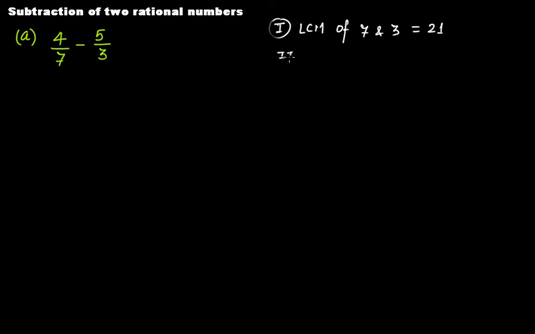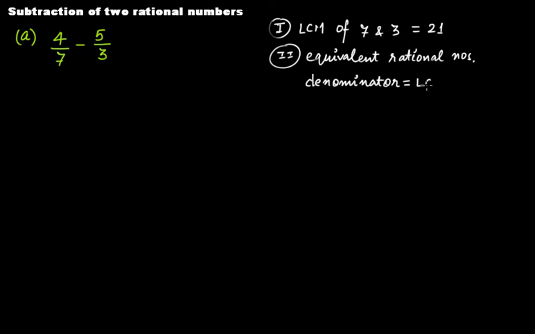The second step is to find the equivalent rational numbers of both 4/7 and 5/3 such that their denominator is equal to the LCM. In this case, we have 21. So you have to find the equivalent rational number of this 4/7 such that its denominator is 21.